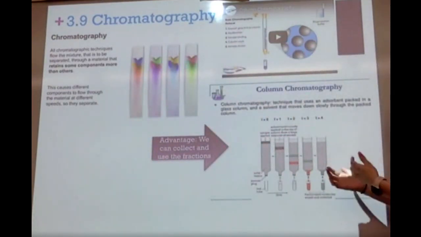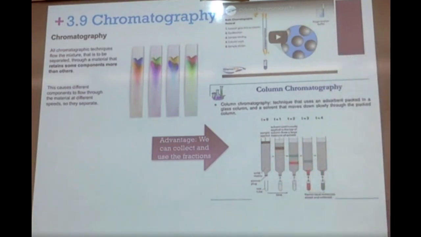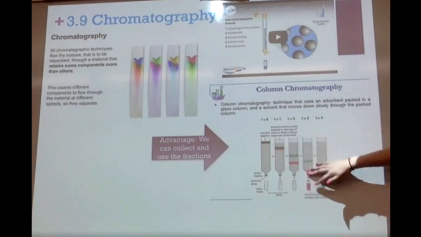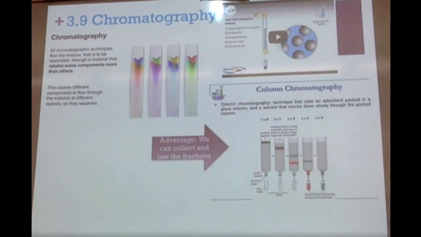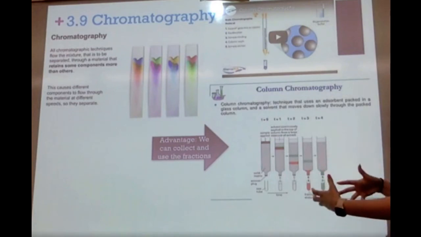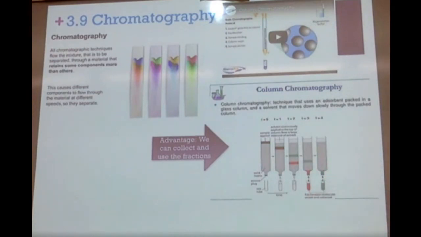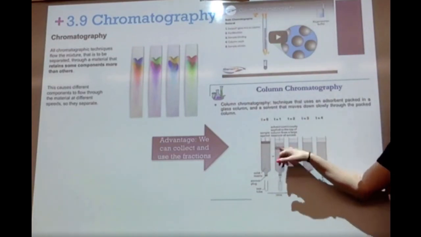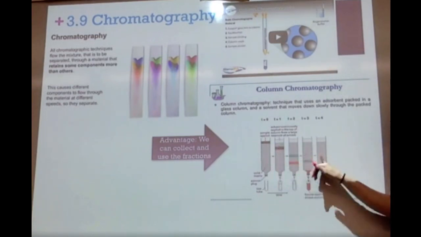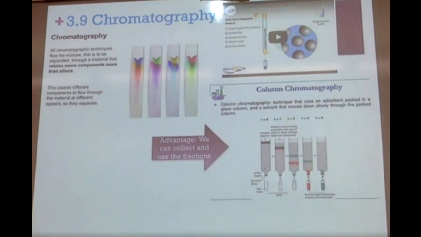If you want to separate components of liquids based on intermolecular forces, based on their attractive forces, you can use column chromatography. So a second type of chromatography is called column chromatography. An advantage of column chromatography is we can collect the samples individually. So you'll notice here we have a mixture. Over time, it goes through all of the different substances within the column, and we can actually collect each sample individually, and then we could do more analysis with that.